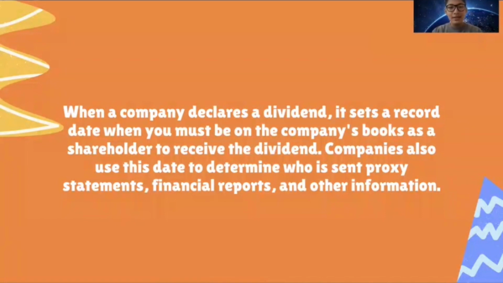Once the company sets the record date, the ex-dividend date is set based on the stock exchange rules. The ex-dividend date for stock is usually set 1 business day before the record date. If you purchase the stock on its ex-dividend date or after, you will not receive the next dividend payment. Instead, the seller gets the dividend. If you purchase before the ex-dividend date, you get the dividend.